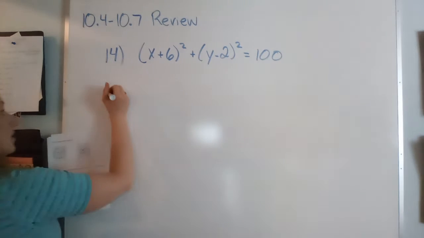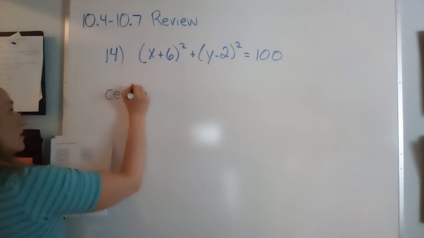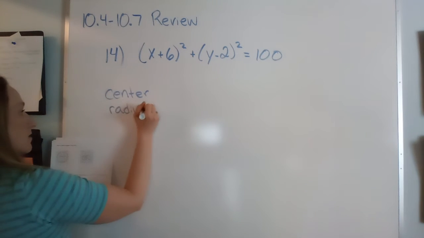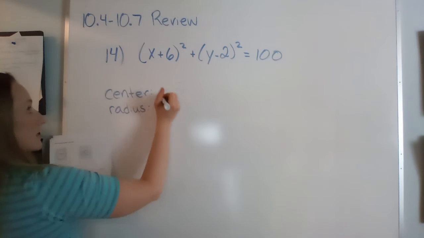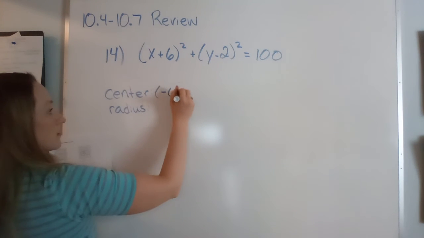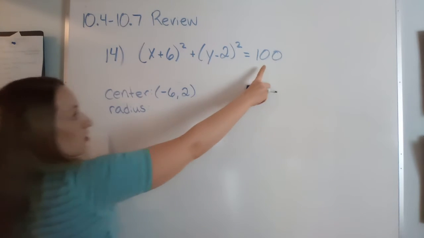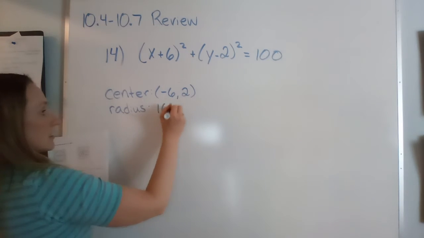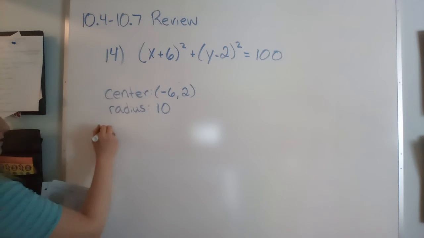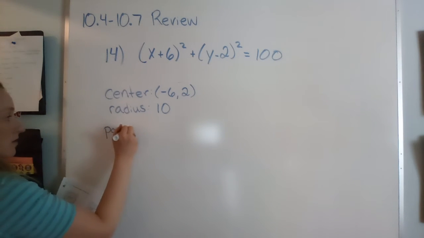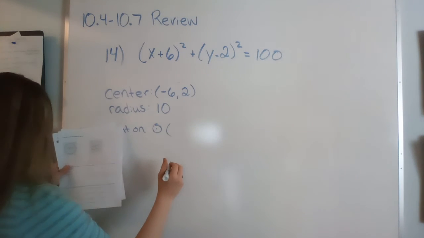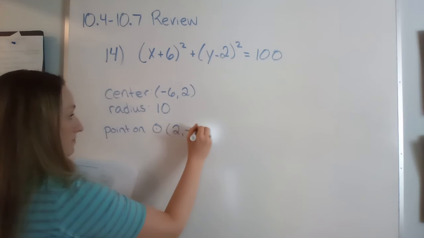Okay, so from there, you should be able to tell me the center and the radius. The center, h and k, -6 and 2. And if r squared is 100, then r is 10. Okay, so that's the information you gather from that. And then the point on the circle that was given is 2, -4. That's the point they're talking about.